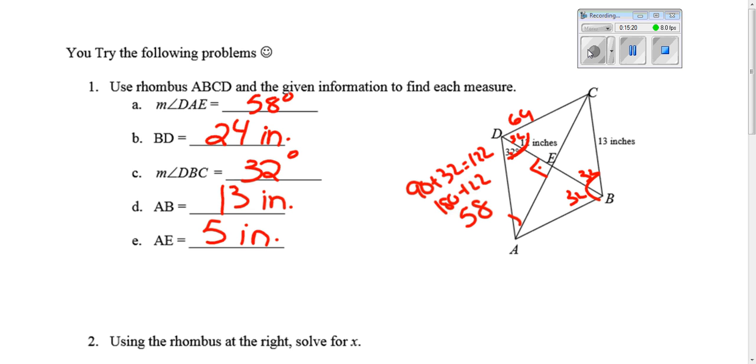AB is 13 inches. Let's take a look why. It's a rhombus. All sides are congruent in a rhombus on the outside. And then AE is 5. I use my Pythagorean theorem to get that. If the outside is 13 and this one was 12, to find AE right here, I did my Pythagorean theorem and I got 5.